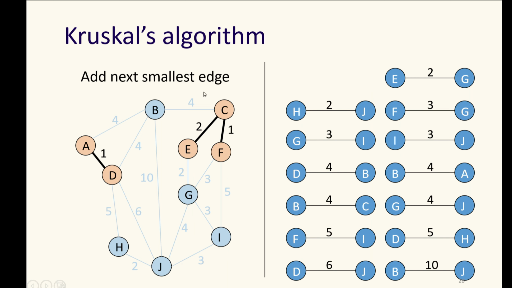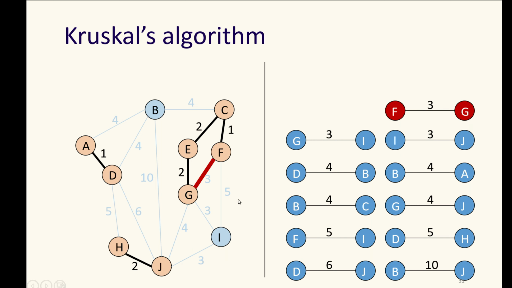CE allows us to grow that tree and connect to E, and then EG allows us to grow that tree even a little further and connect G in. HJ allows us to make a little tiny tree over here between just H and J, and we need that because that's the lowest cost edge connecting those two there. FG is not helpful to us.